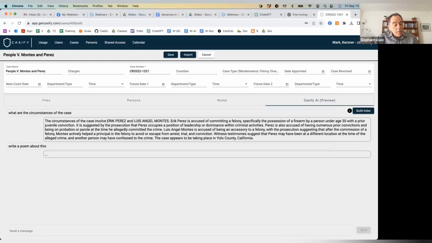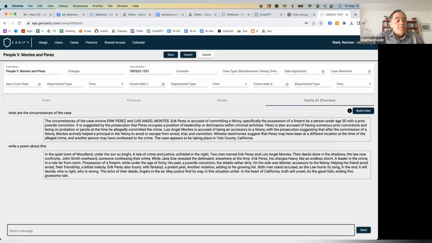It requires some thinking. Let's read. In the quiet town of Woodland, under the sun so bright, a tale of crime and justice unfolded in the night. Two men named Eric Perez and Luis Angel Montes. Their deeds done in the shadows, the law now confronts. I love that. My wife would kill for such a poem. But that's called hacking. That's not what the designs of the system meant.